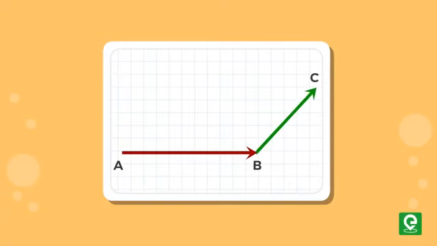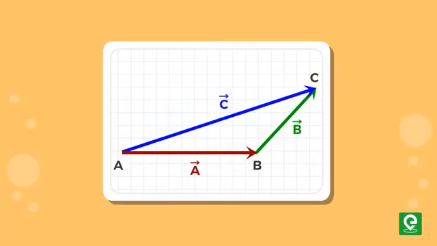Let's say that an object moves from point A to point B and then from point B to point C. The displacement of the object from A to B is represented by the vector A, and the displacement of the object from B to C is represented by vector B. Now, let's join the initial point A of the first vector and final point C of second vector to get the sum or the resultant vector of the two displacement vectors.